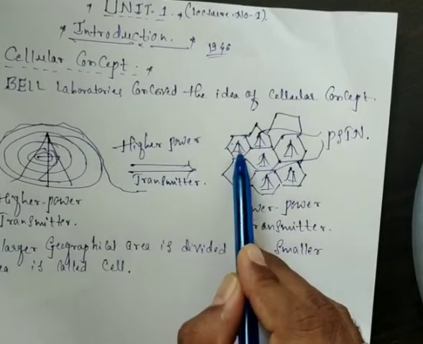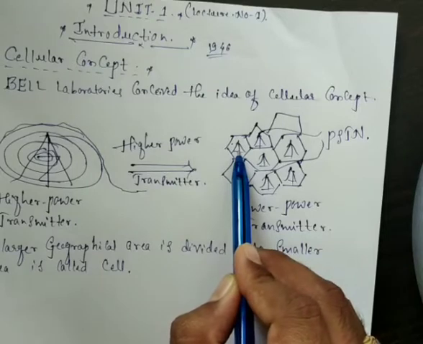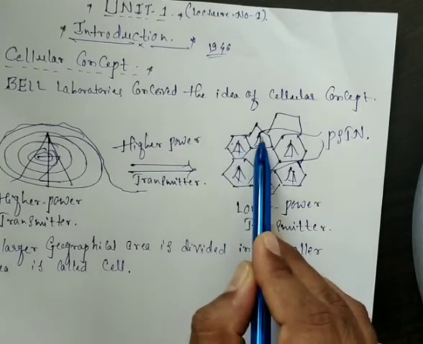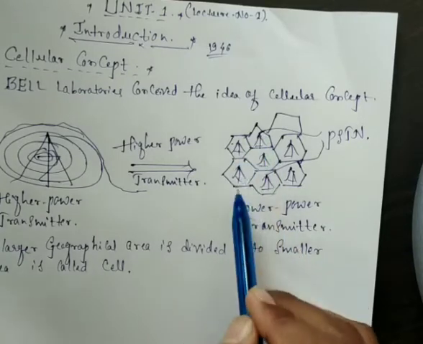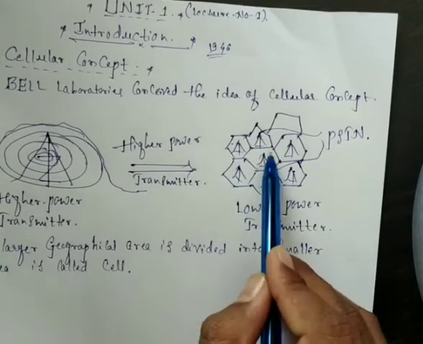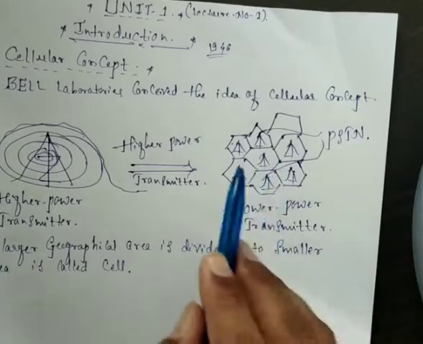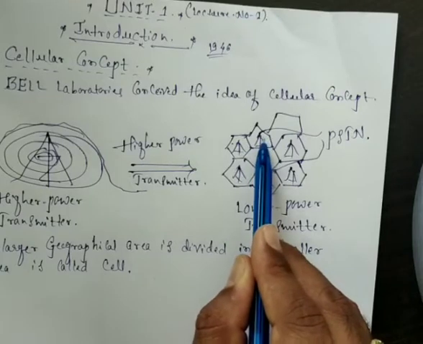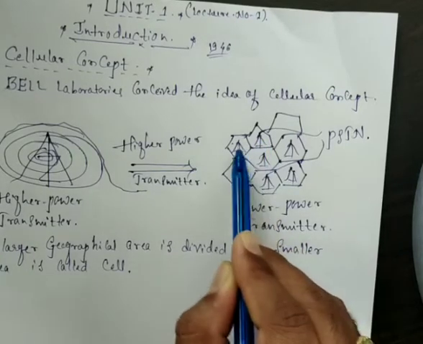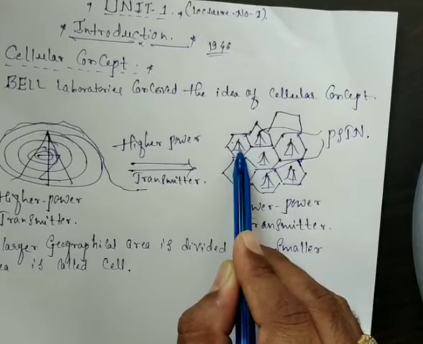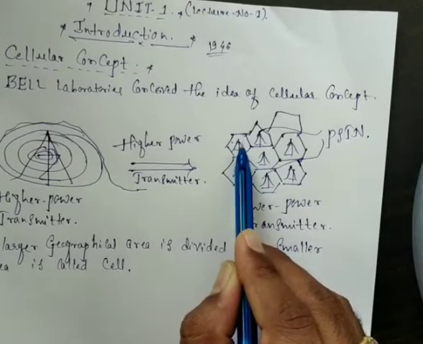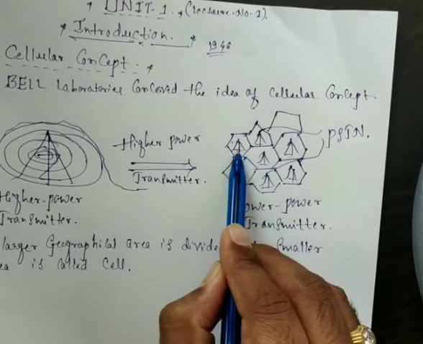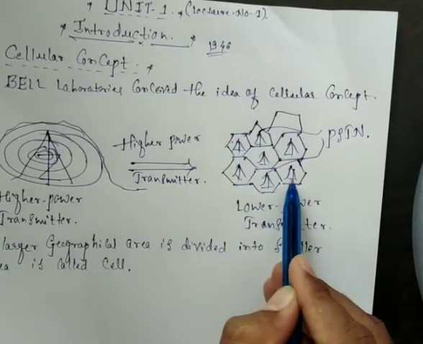Base station 1, that is BS1, operates in this area, base station 2 operates in this cell, base station 3 operates in this cell, and base station 4 operates in this cell. Whatever frequency is used for this cell, the same frequency cannot be used for the adjacent cell. But the frequency used for one cell can be used for a co-channel cell.